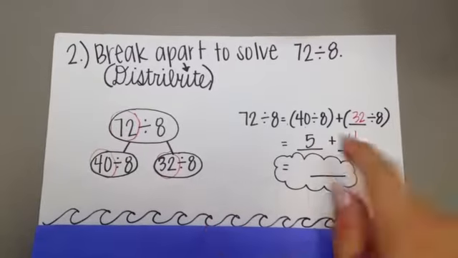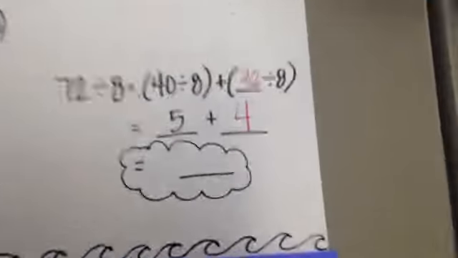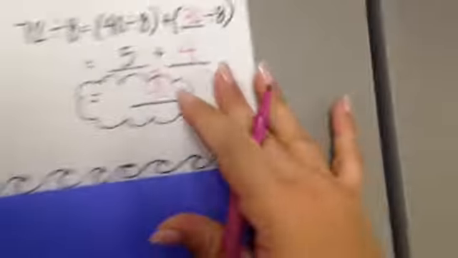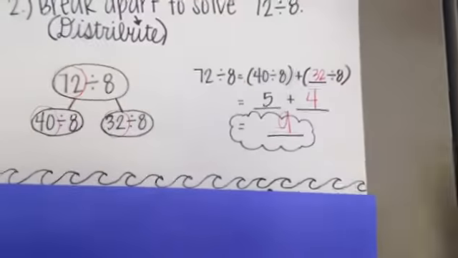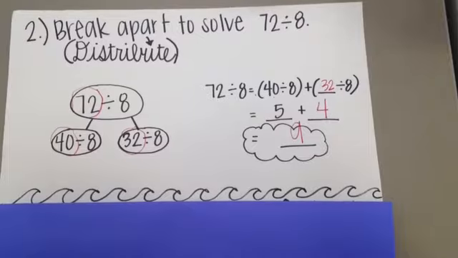5 plus 4 equals, what is it? 9. Boom, boom, boom. That's a terrible 9. I'm sorry. So the answer to 72 divided by 8 is 9.